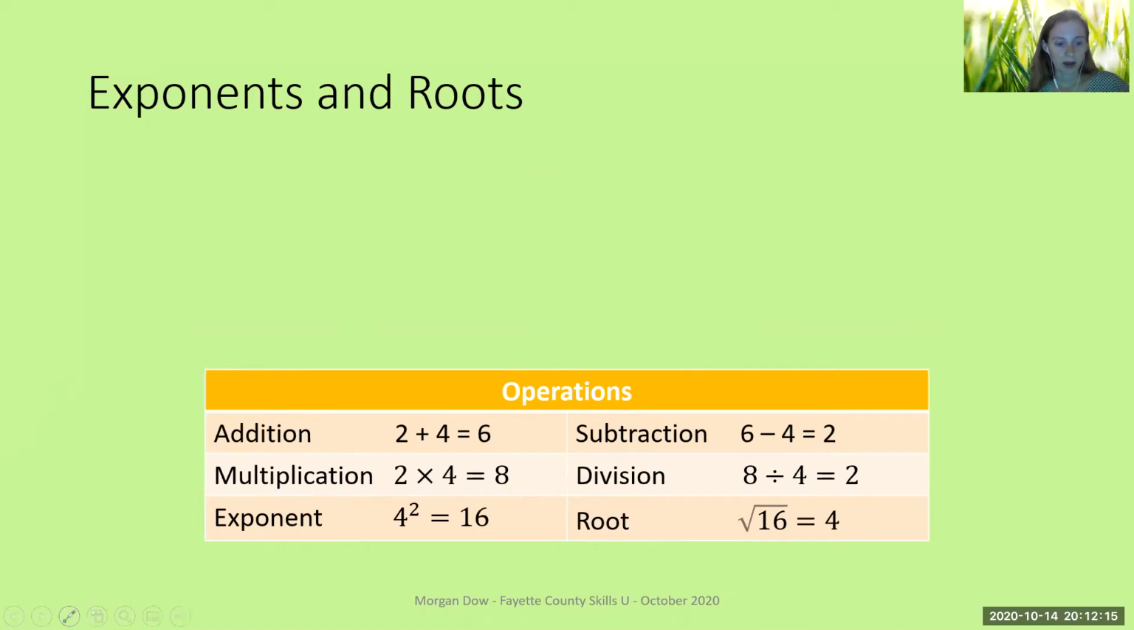So let's talk first about exponents. Exponents are a way of showing repeated multiplication. So exponents are a way of writing repeated multiplication, just like multiplication is a way of showing repeated addition. So exponents kind of build on top of what we already know.